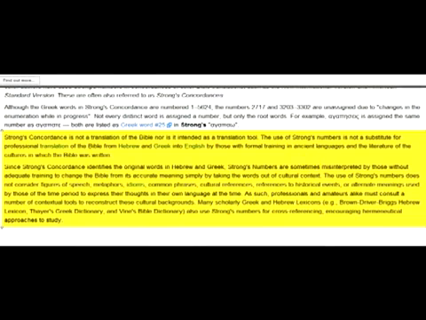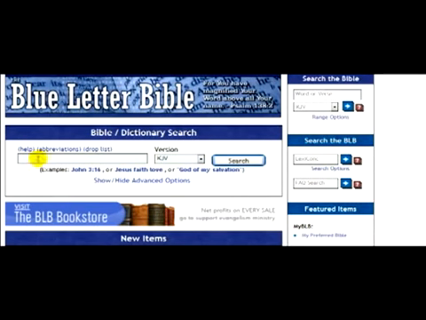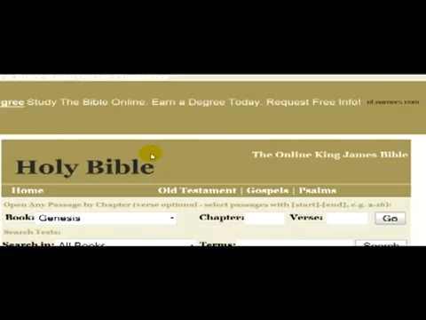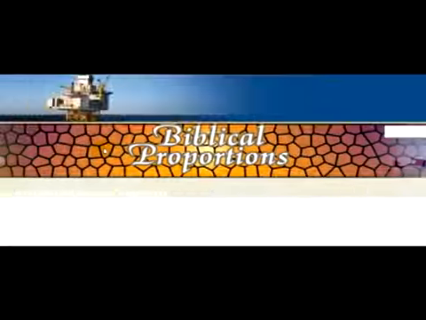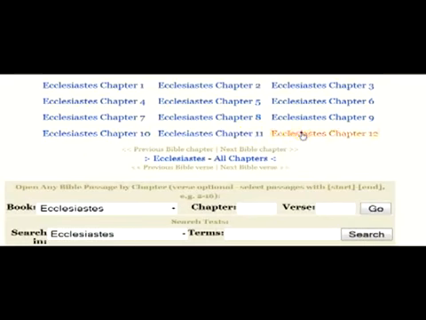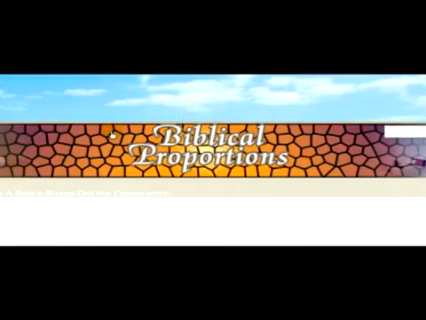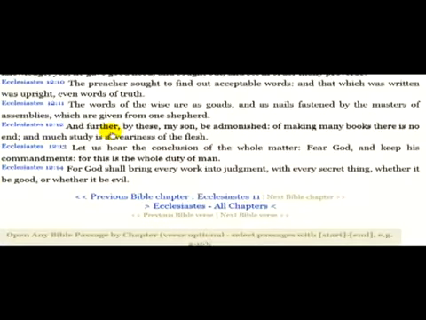Matter of fact, before we continue on, I want to get a quick scripture here. Let me pull up the book of Ecclesiastes, chapter 12 and verse 12, I believe it is. This is Solomon speaking to his son. It says, and further by these, my son, be admonished of making many books, there is no end. And much study is a weariness of the flesh.